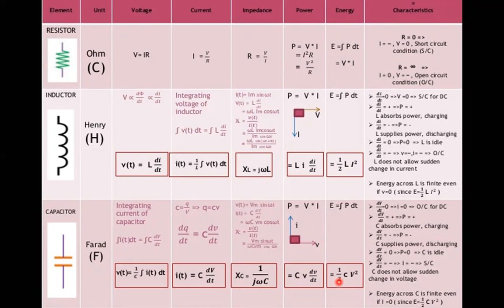If dV by dt is equal to minus infinity, then C supplies power, or discharging. And if dV by dt is infinite, then we can say that C does not allow sudden change in voltage. And energy across C is finite even if I is equal to 0, because energy is equal to half C V square.